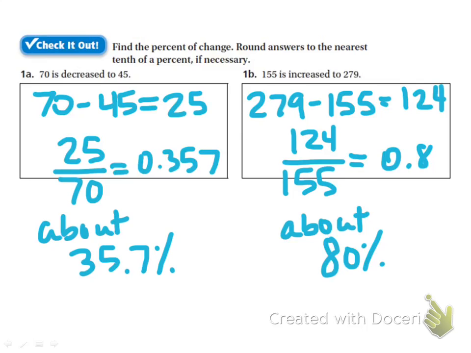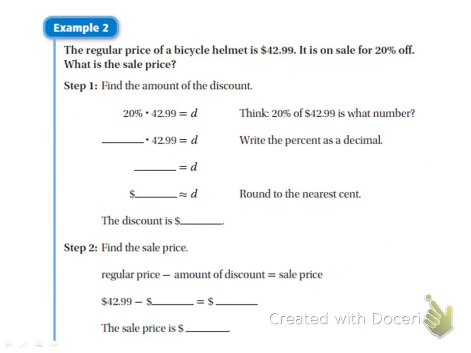Okay, let's look at example number 2. The regular price of a bicycle helmet is $42.99. It is on sale for 20% off. What is the sale price? So we need to change the percent to a decimal. So change 20% to a decimal, 0.2. Multiply them together. So then we get 8.598. So my answer is 8.60. The reason why I'm rounding is because we have to round to the nearest cent.